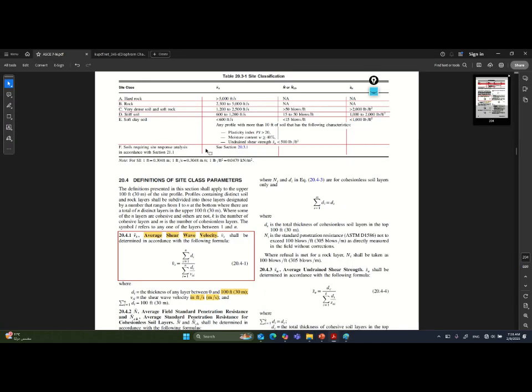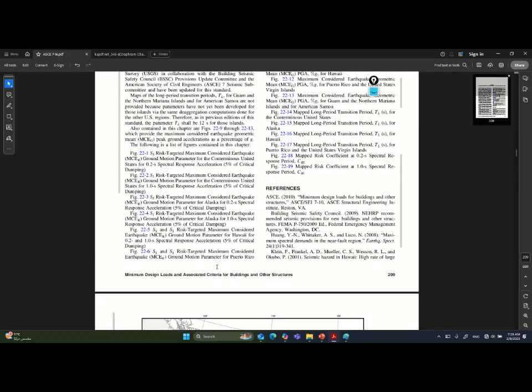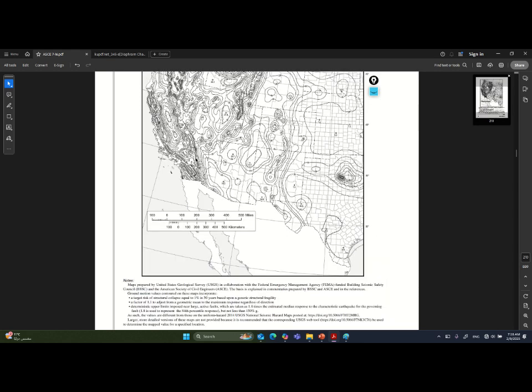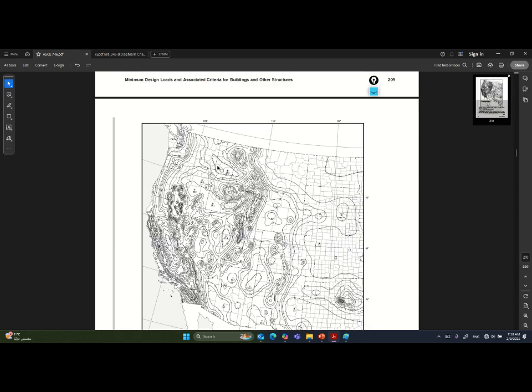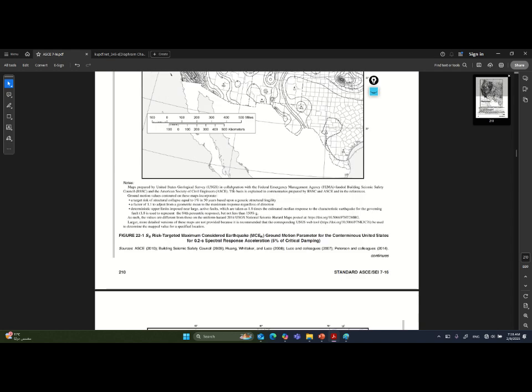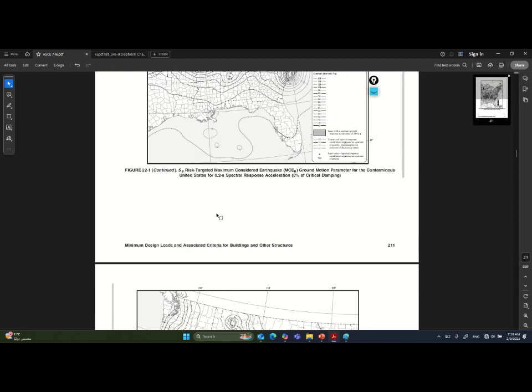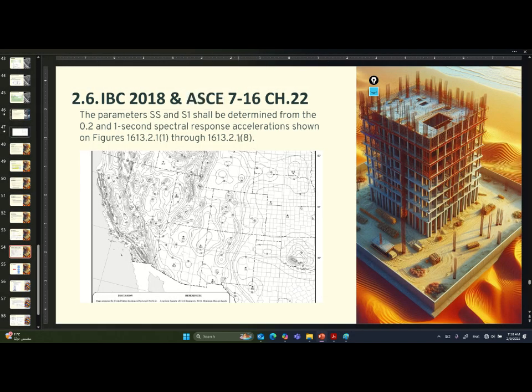As I told you at the start of this session, I don't think he will let you use these maps because it is very difficult to use them. I think in the USA they have a website where you can enter the longitude and the latitude, and you will get the SS and the S1 for the structure. So in the exam he will give it to you. If you need to calculate anything based on these values, he will give it to you because it is very difficult to get the SS and the S1.